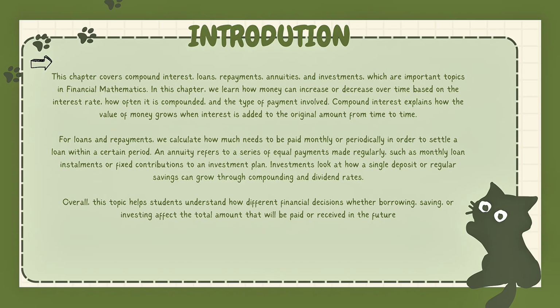An annuity refers to a series of equal payments made regularly, such as monthly loan installments or fixed contributions to an investment plan. Investment looks at how a single deposit or regular saving can grow through compounding and dividend rates. Overall, this topic helps students understand how different financial decisions, whether borrowing, saving, or investing, affect the total amount that will be paid or received in the future.